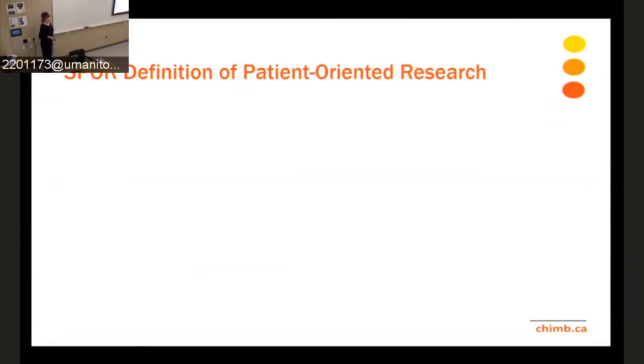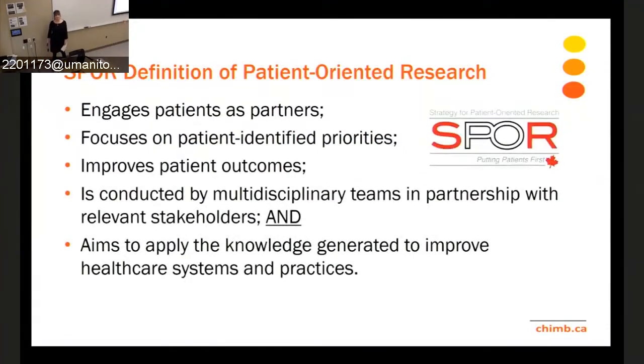So, first of all, oftentimes the question is, what is patient-oriented research? The Center for Healthcare Innovation is actually part of the Strategy for Patient-Oriented Research, which the acronym is SPOR, and we're the Manitoba Support Unit. And SPOR defines patient-oriented research as a continuum of research that encompasses 5 elements.